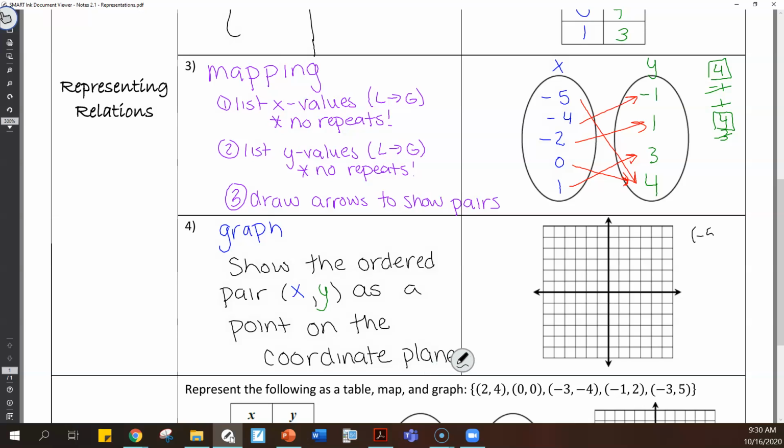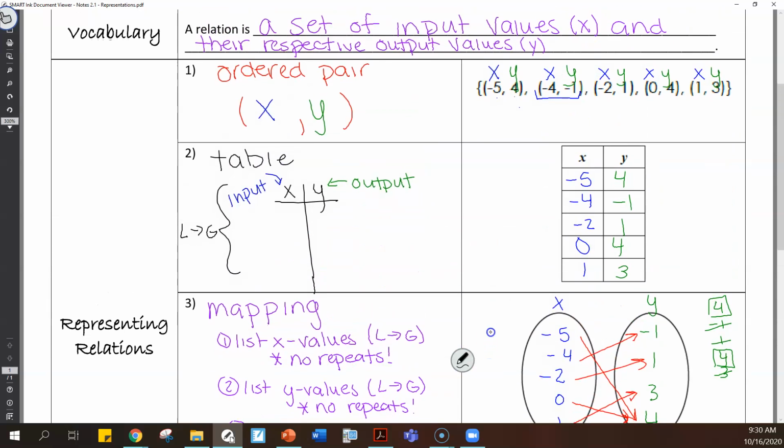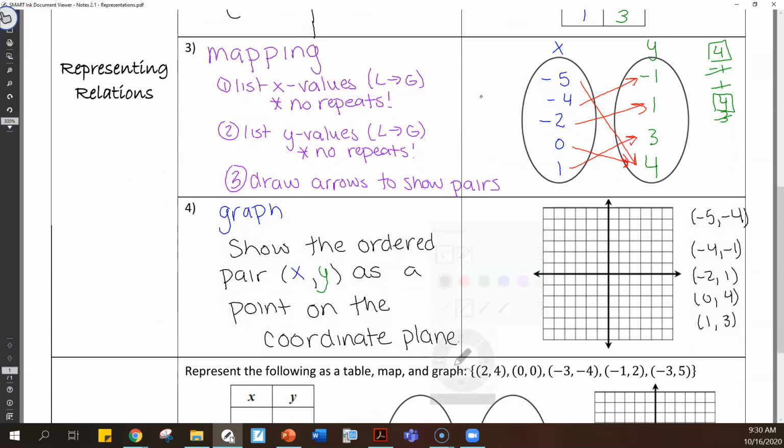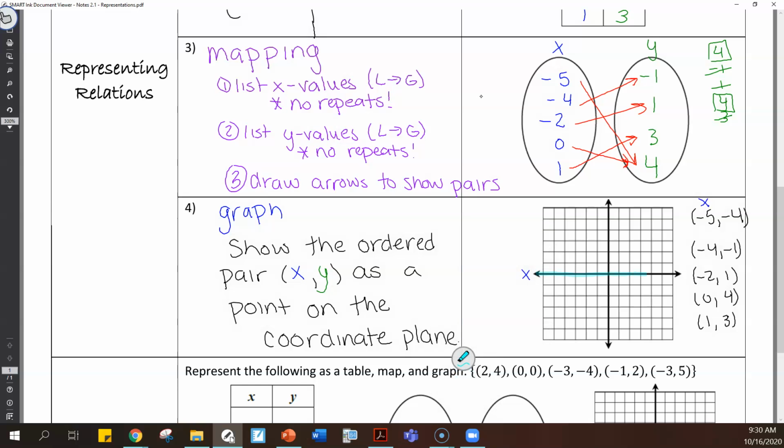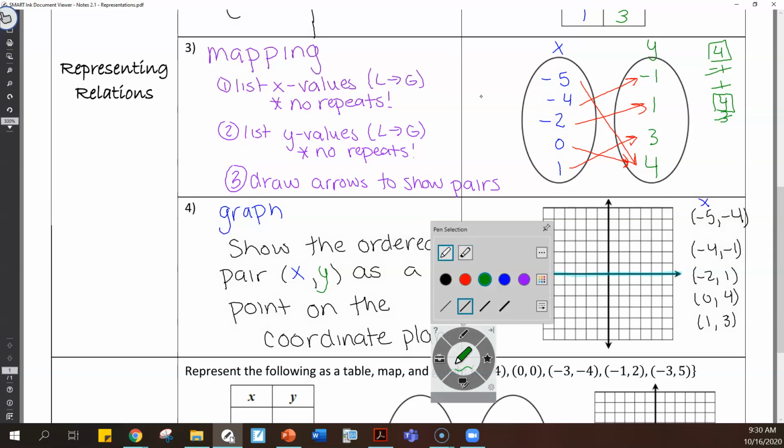So I had -5, -4. I had -4, -1. I had -2, 1, 0, 4, and 1, 3. I'll check that, make sure those are all right. Now, remember when graphing an ordered pair, the first number is my x value. It tells me how to move along the x-axis. Remember that the x-axis is the side-to-side axis. It tells me how to move left or right.